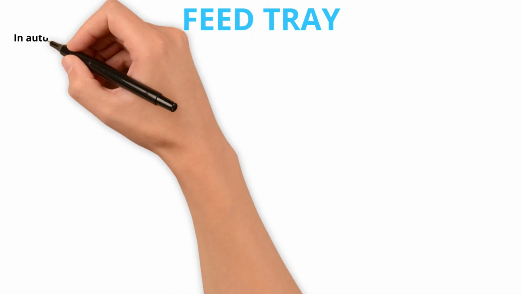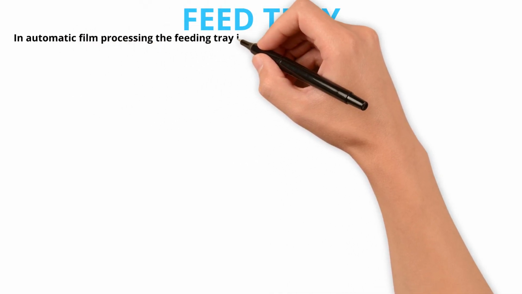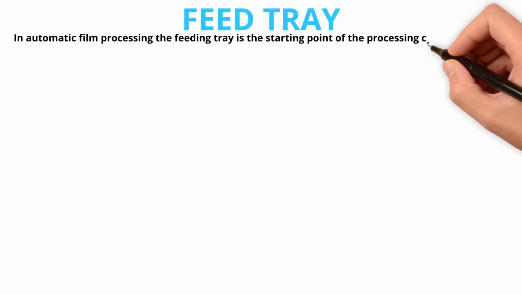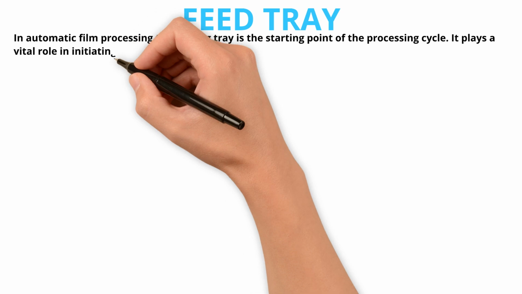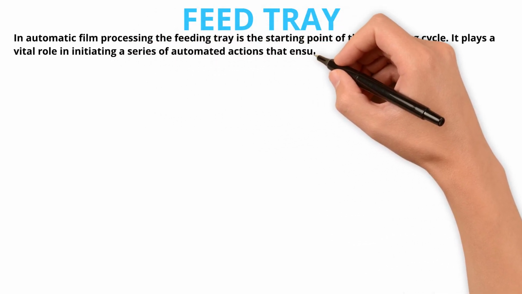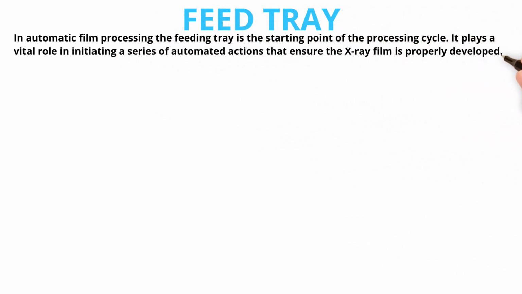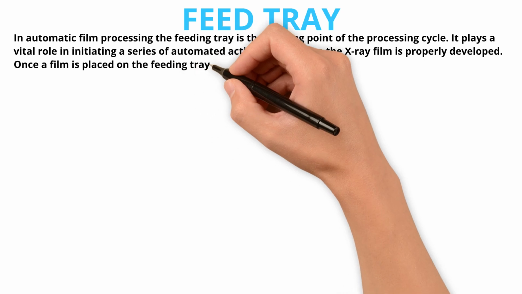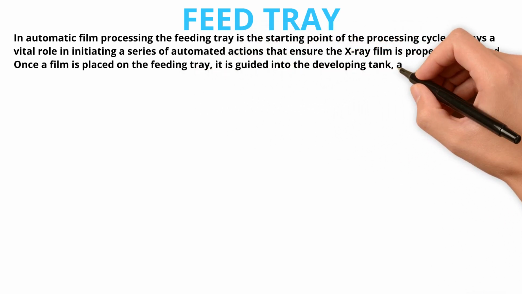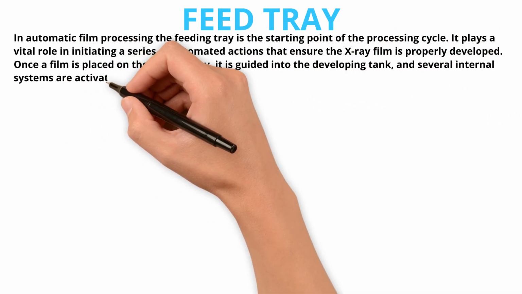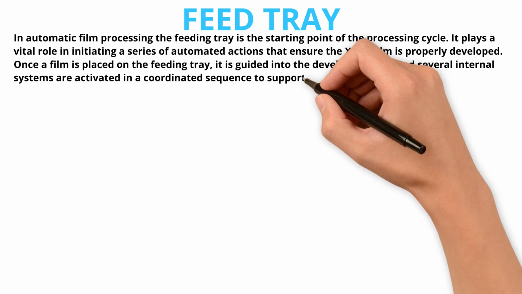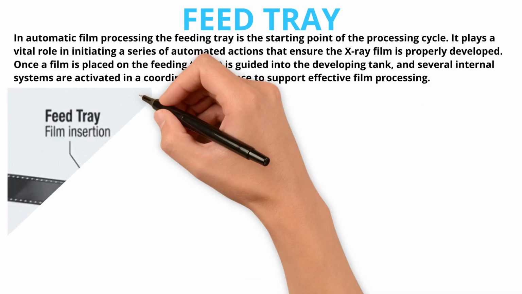Let's get started. In automatic film processing, the feeding tray is the starting point of the processing cycle. It plays a vital role in initiating a series of automated actions that ensure the X-ray film is properly developed. Once a film is placed on the feeding tray, it is guided into the developing tank, and several internal systems are activated in a coordinated sequence to support effective film processing.